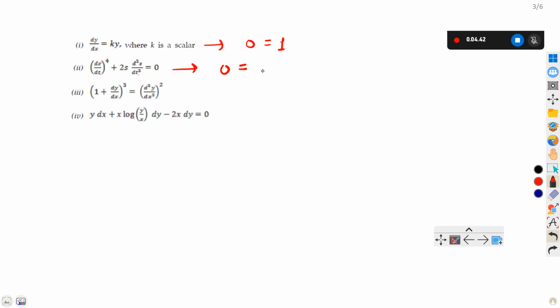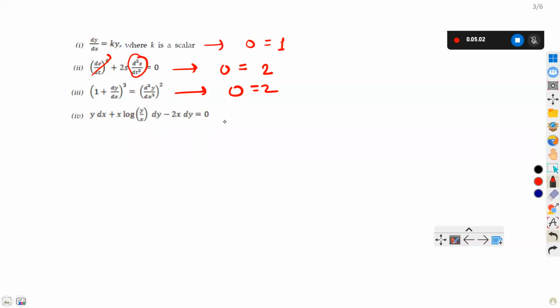2. Yes, 2. Because we don't have to look at this, because this is the highest derivative here. Similarly, in this case, what will be the order? 2. Yes, 2. Because we have the derivative of second order here. Now let's see in this case.